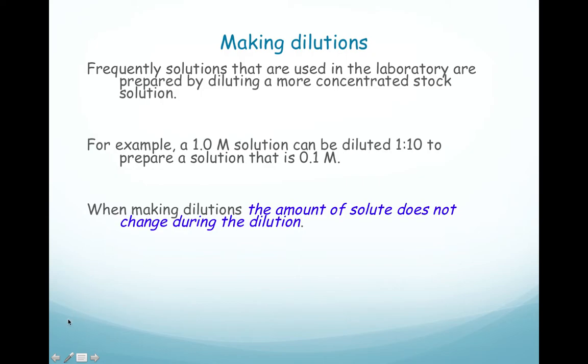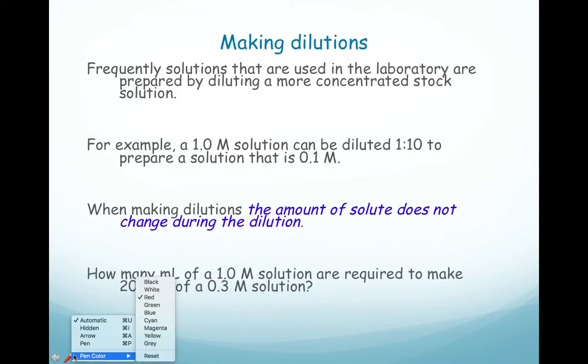Most of what we do in lab doesn't use a 12 molar stock solution. And so we take a concentrated solution and we dilute it down. For example, if we have a 1 molar solution, we can dilute it down to 1/10 of that and end up with a 0.1 molar solution.